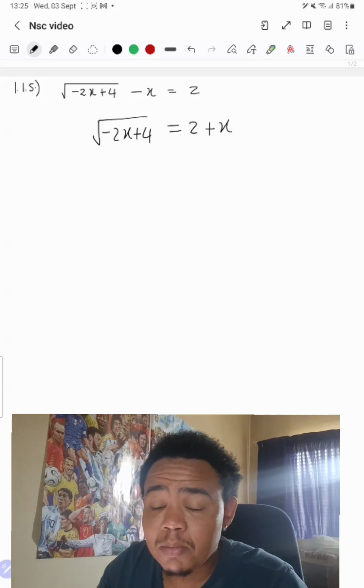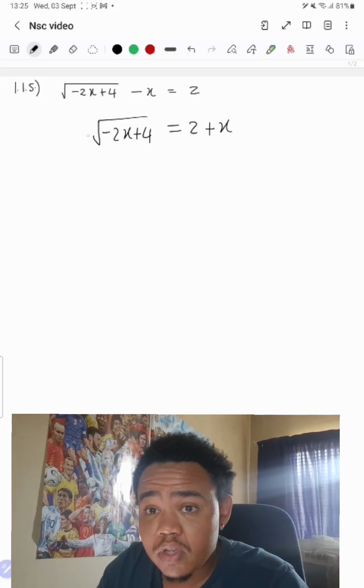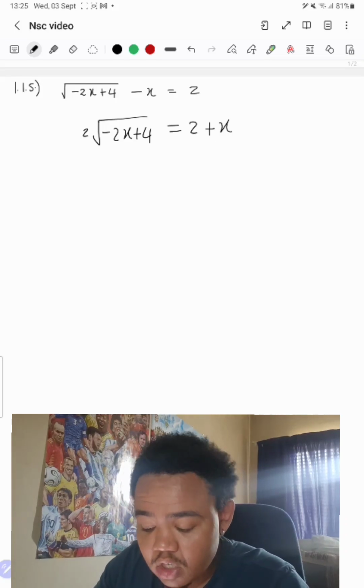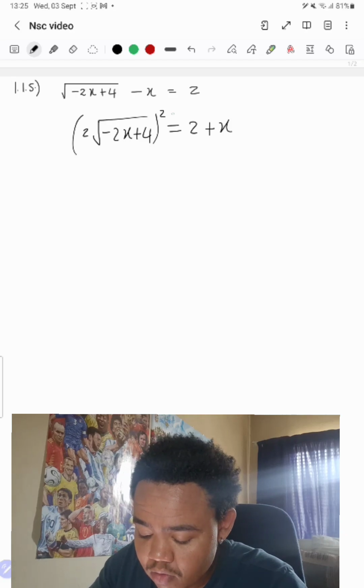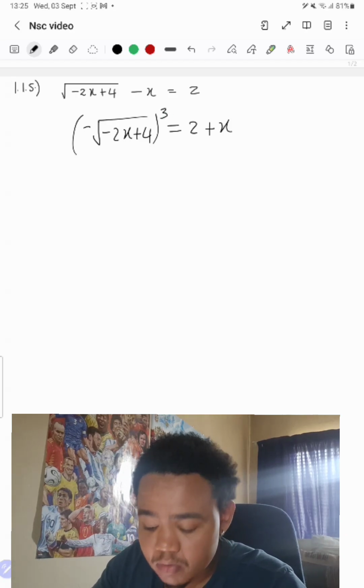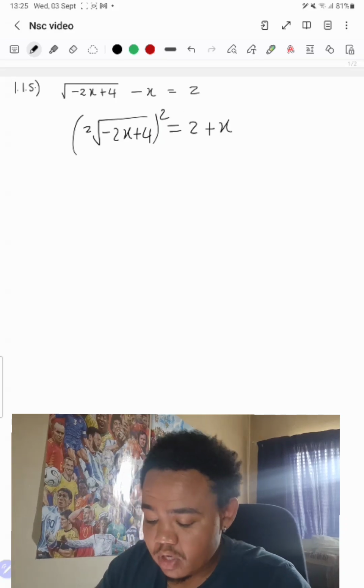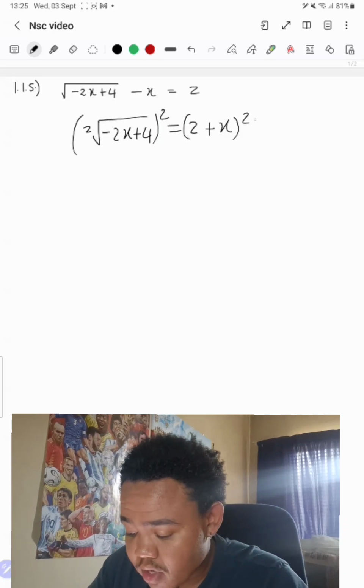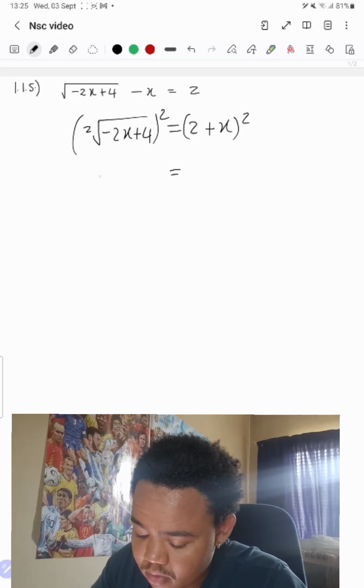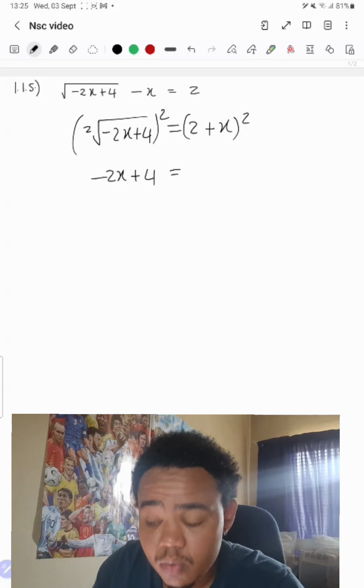As you can see, I made the square root my subject of the equation. What I'm now going to do is the reciprocal of square rooting. The reciprocal of square root is to the power of 2. If this was a 3, then I would have to cube it here, but we know that this is a 2. So if you square on this side, you have to square on the other side as well. So this falls away now. Negative 2x plus 4, the square root has fallen away.